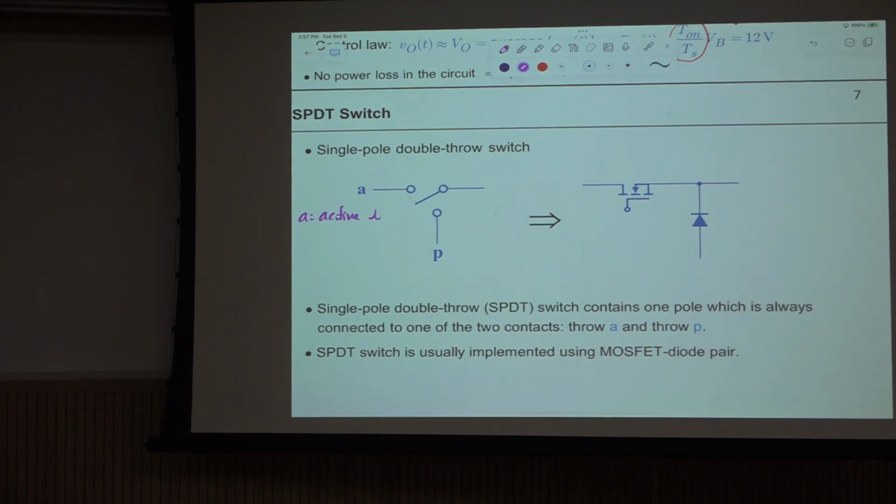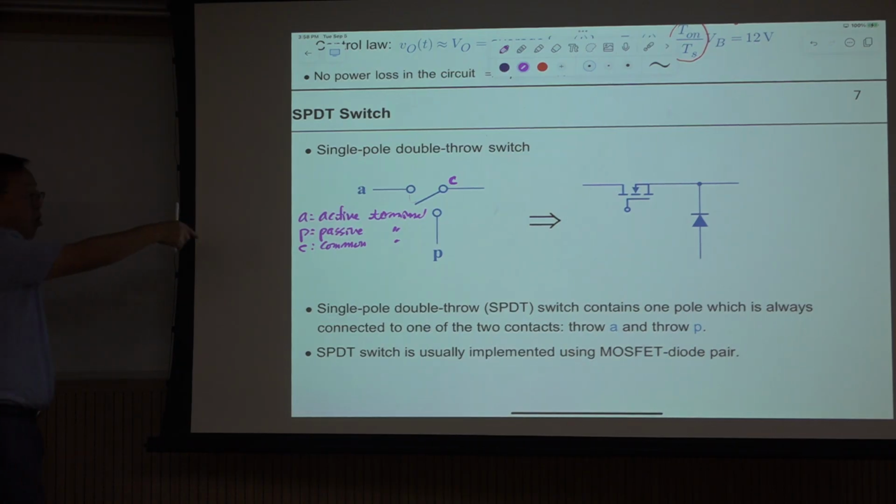Active terminal, and P is passive terminal, and this one is called C, denoted as C, referring to common terminal. All right. Okay. This is just the symbol of this one.